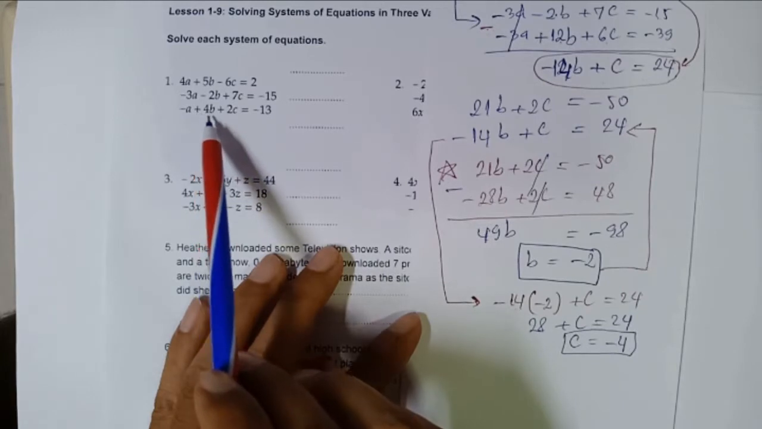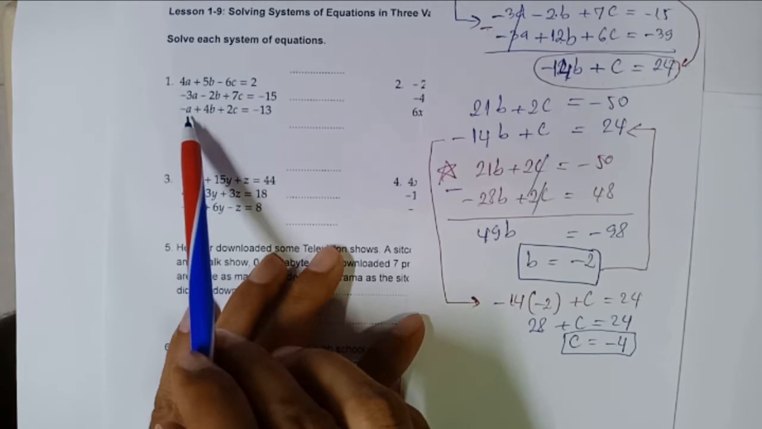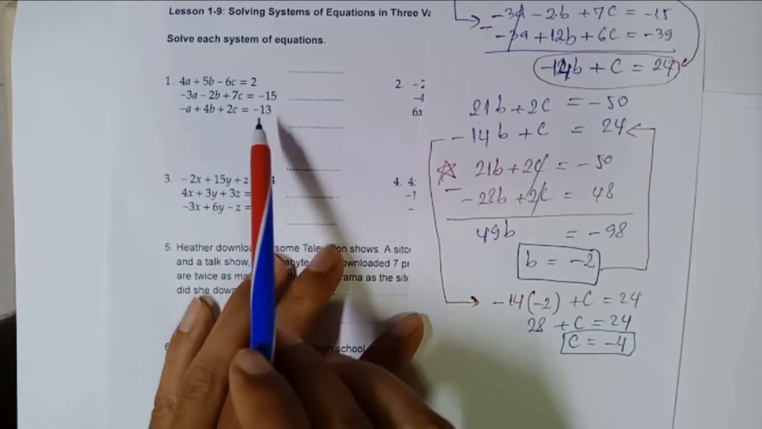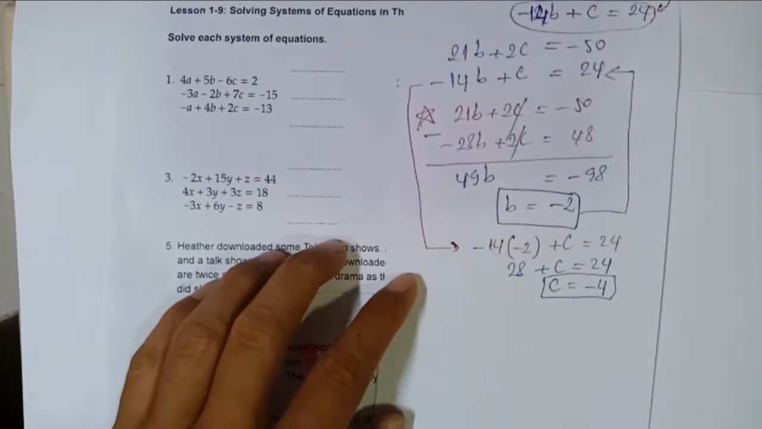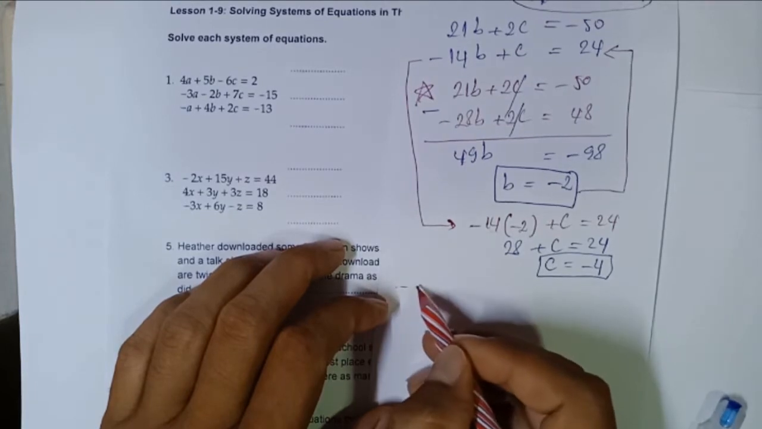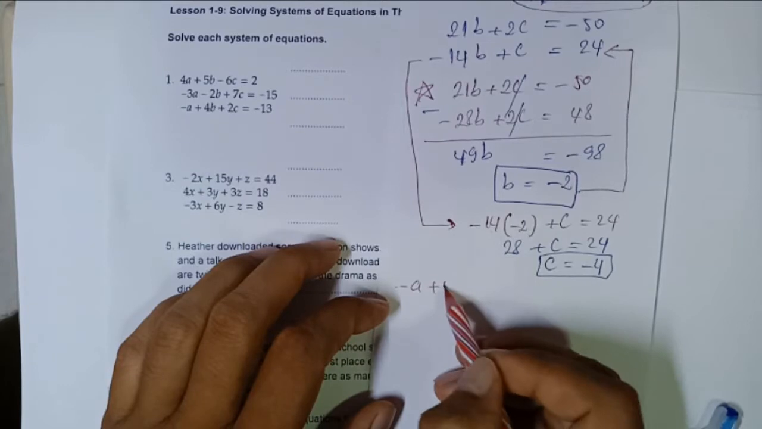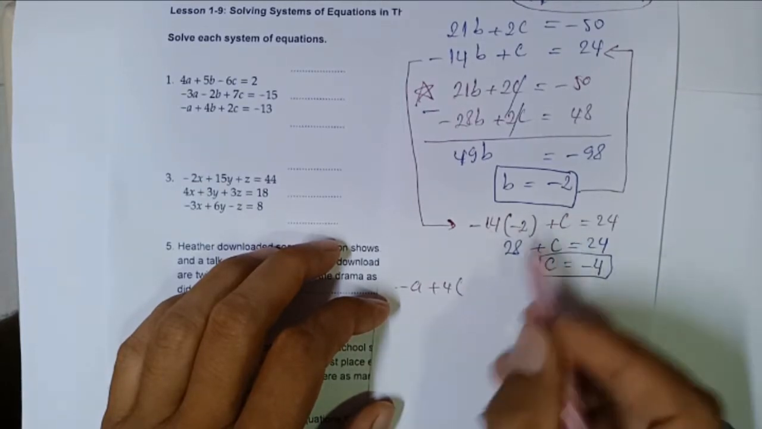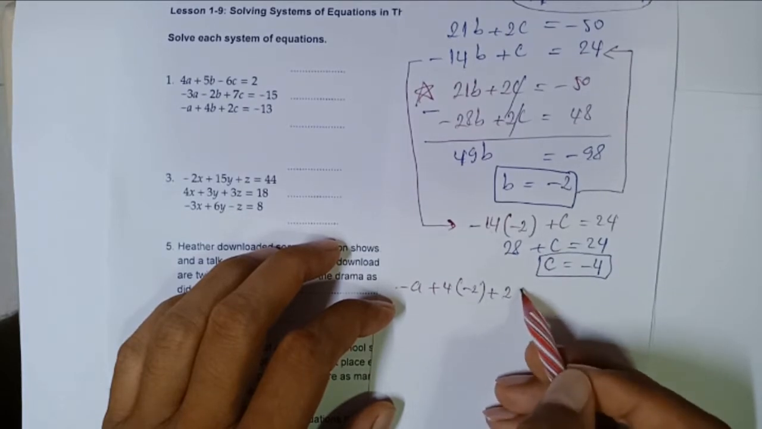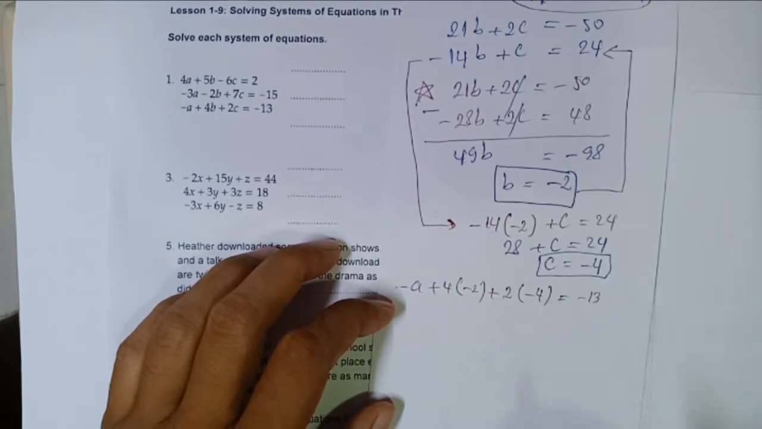Choosing either of these equations, I will choose the third equation, negative a plus 4b plus 2c equal to 13. So I will choose this one for substitution to find the value of a. So I have minus a plus 4b, where b here is minus 2, and then plus 2c, where c here is minus 4, and then equal to minus 13.